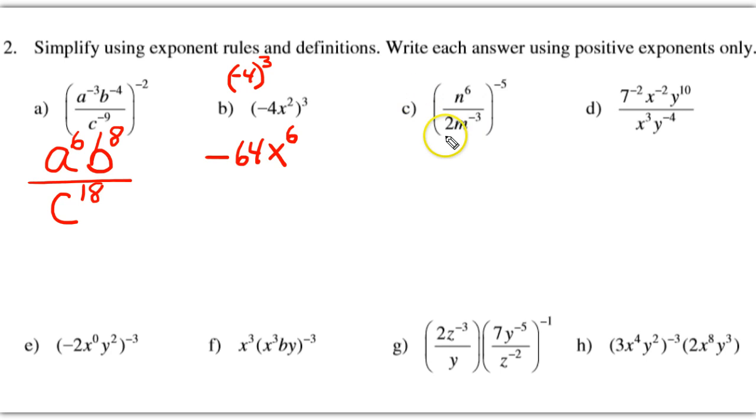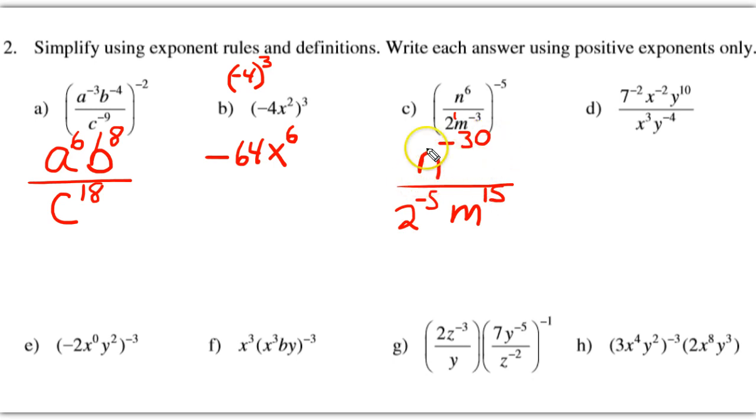Now, this is a little tricky too, because we have a negative 5 as an exponent. Now, there's two ways to do it. You could do it just like this, and in fact, let's just do it like this. And I'll show you the other way in a moment. So this is going to be n, multiply these to the negative 30. This is going to be 2 to the negative 5th. And this is going to be m to the positive 15.